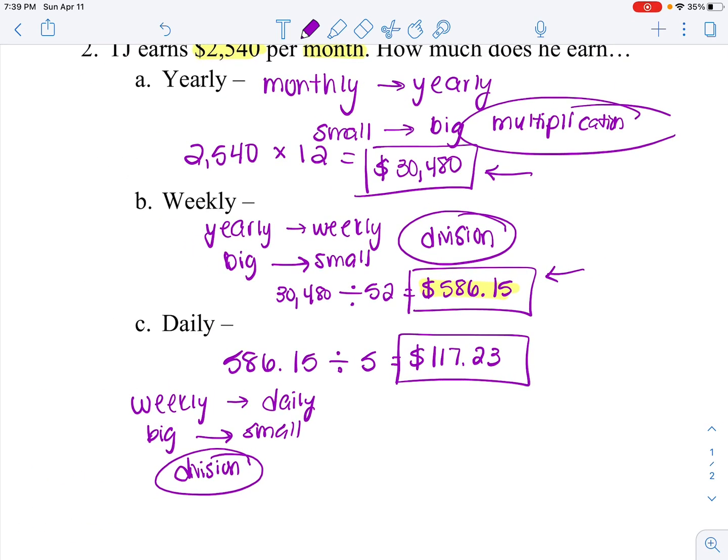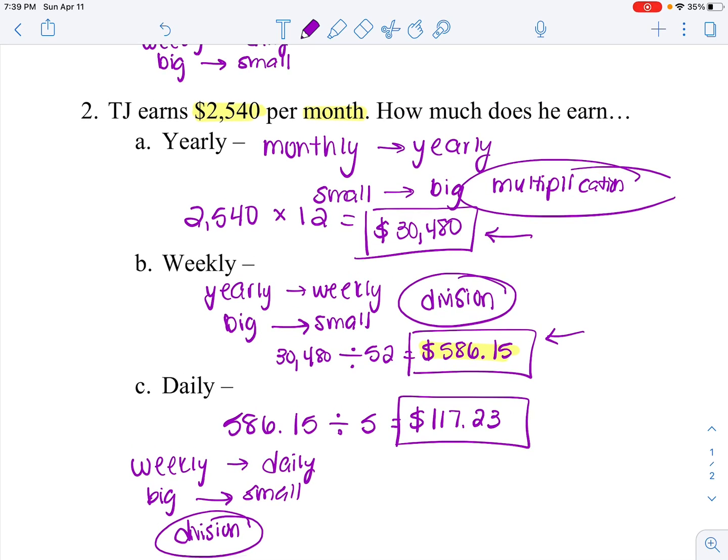So that's how we do it. So some of these can get a little bit tricky, okay? Because even though I think we really understand how to go big to small or small to big, and we know what operation to use, which is so important, the numbers that we use can be a little bit tricky. So we're going to continue to practice until we're pros at this.